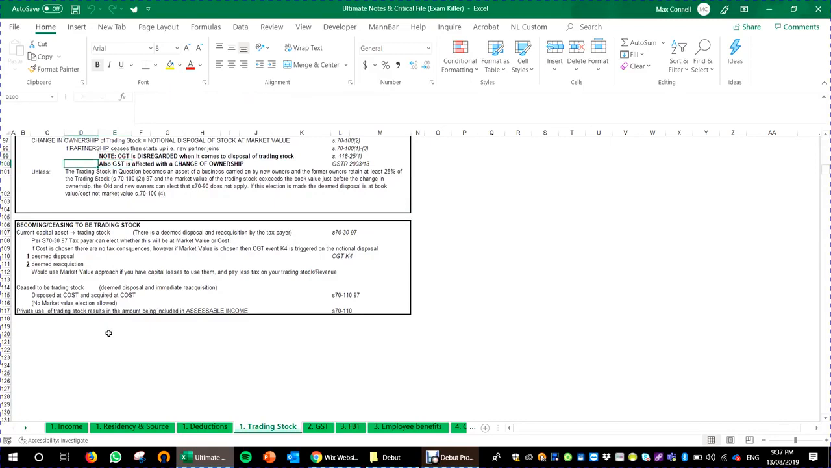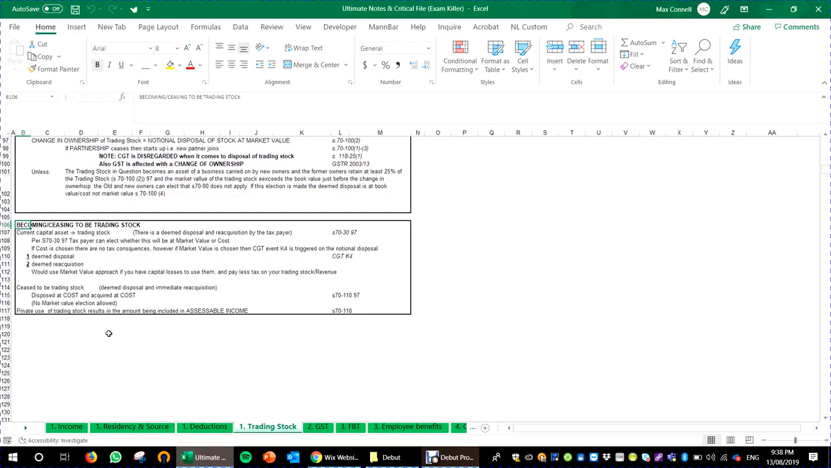Okay, and the last thing we're going to talk about with trading stock is becoming or ceasing to be trading stock. So here's an example for you. I used the example of the developer before. Now let's say the developer, all of a sudden, decides that in the ordinary course of business, he is not going to be a developer anymore. He's just going to be an individual investor. So he's not going to carry on a business anymore of developing properties. He's given that up, but he still owns the property. So what happens then? The property goes from being trading stock to become a capital asset.